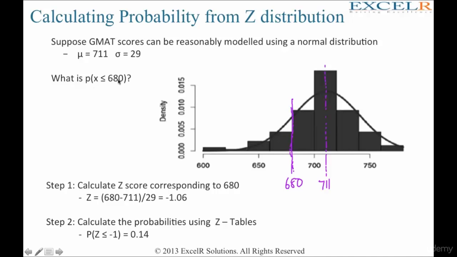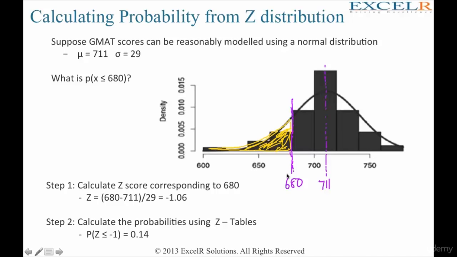Now you need to calculate the probability of randomly picking a student, and the student's GMAT score happens to be less than or equal to 680. I'm speaking about this region. So if I can standardize this value, I can use a standard table to calculate the probability.